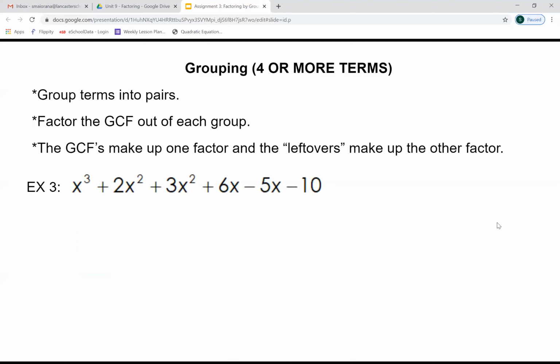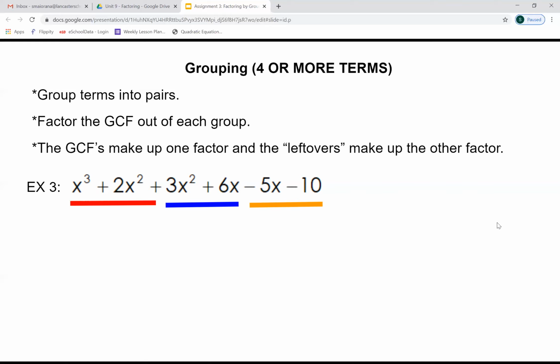Okay, this is the last example we're going to do together. The same thing, notice I have more than 4 terms this time. So I'm going to go through factoring by grouping. Now remember, we're still grouping them in pairs. So x cubed plus 2x squared is my first pair. 3x squared plus 6x is my second pair. And negative 5x minus 10 is my third pair. So since I have more than 4 terms, I have more than 2 groups. So now I want to factor the GCF out of all 3 of those.